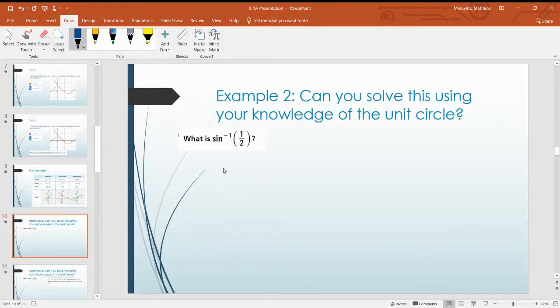So let's think about this question. What is this question asking? And then how do I go about finding the answer? So the question says, what's the inverse sine of 1/2? The question is saying, what angle has a sine value of 1/2?